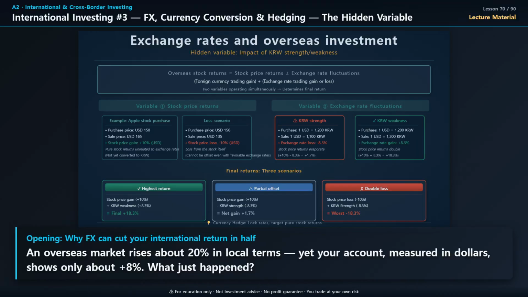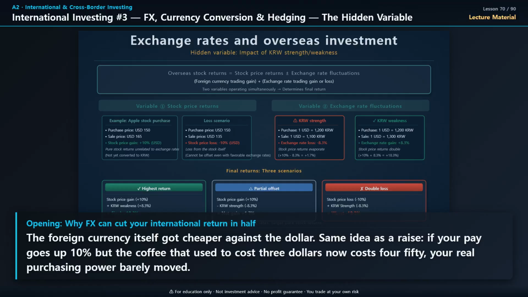An overseas market rises about 20% here in local terms, yet your account, measured in dollars, shows only about plus 8%. What just happened? The foreign currency itself got cheaper against the dollar. Same idea as a raise. If your pay goes up 10%, but the coffee that used to cost $3 now costs $4.50, your real purchasing power barely moved.